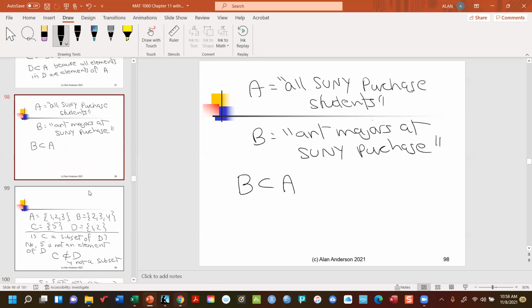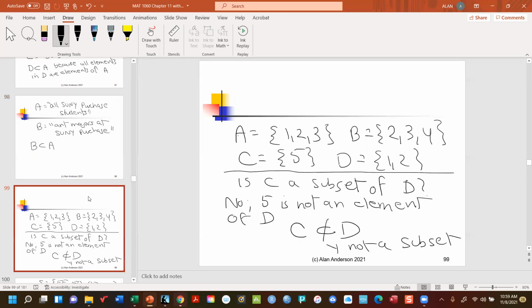Now, you're probably wondering, what about cases where this isn't true? For example, let's go back to the sets we were just looking at. And what about C and D? Is C a subset of D? No, because 5 is not an element of D. So the symbol now has a big slash through it. Okay, so often in math, that big slash just means the opposite. So if this is the subset, this means not a subset.